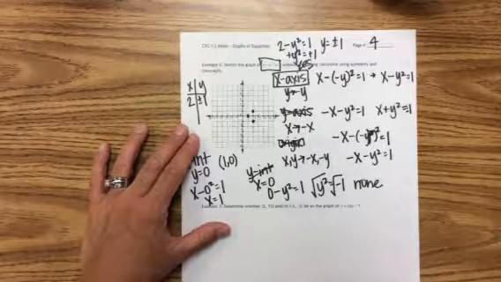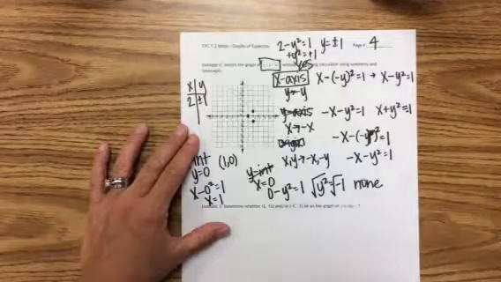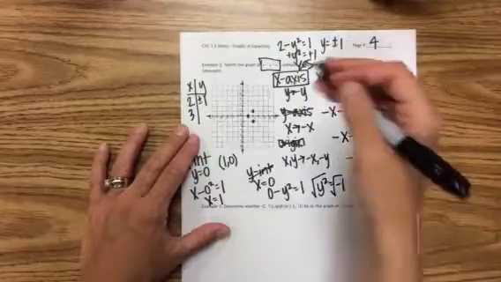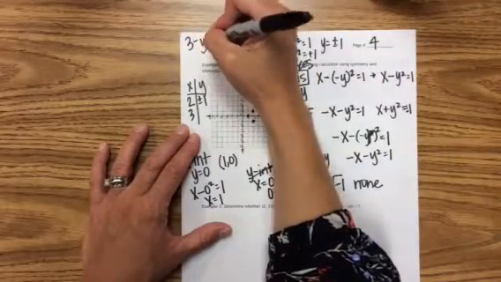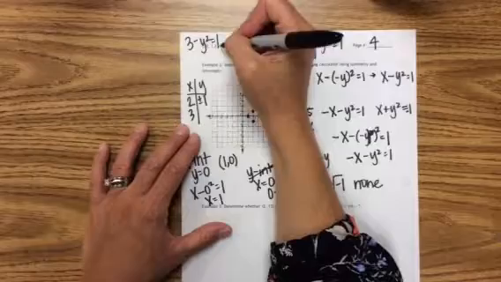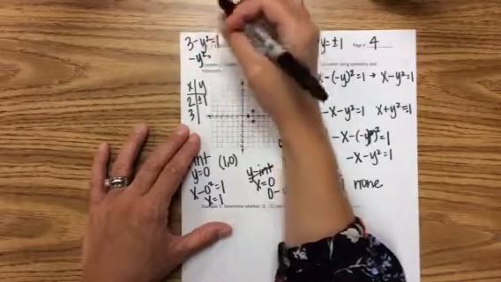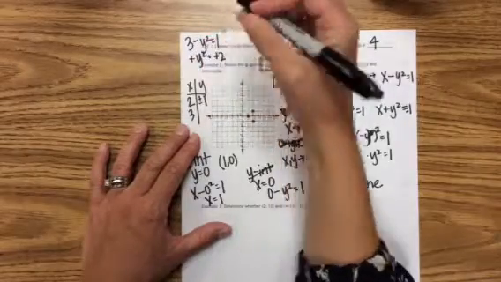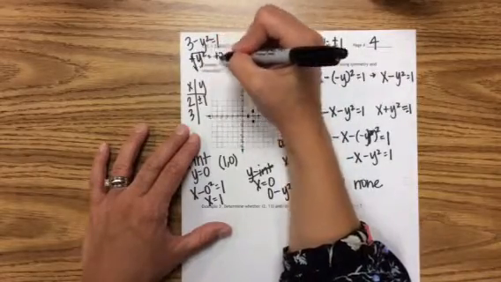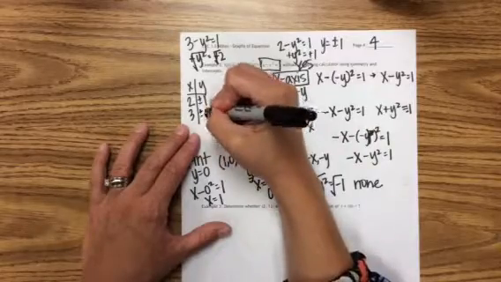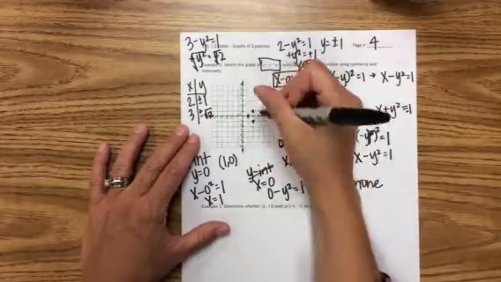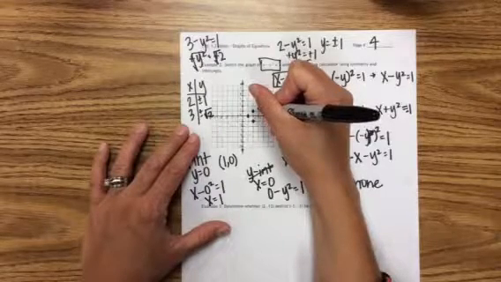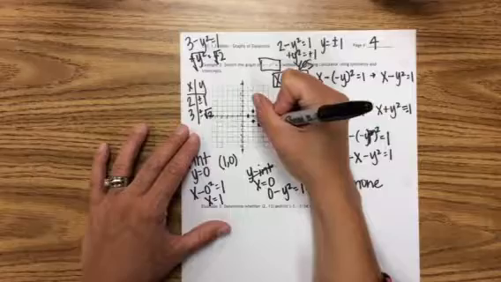Then I'll try plugging in 3 and see if I have enough to kind of go off of there. So I'll plug in 3. I'm kind of running out of room. 3 minus y squared equals 1. Subtract 3 from both sides. Negative y squared equals negative 2. Divide both sides by negative 1. Y squared equals 2. Square root both sides. And it would be plus or minus the square root of 2, which is about 1.41.